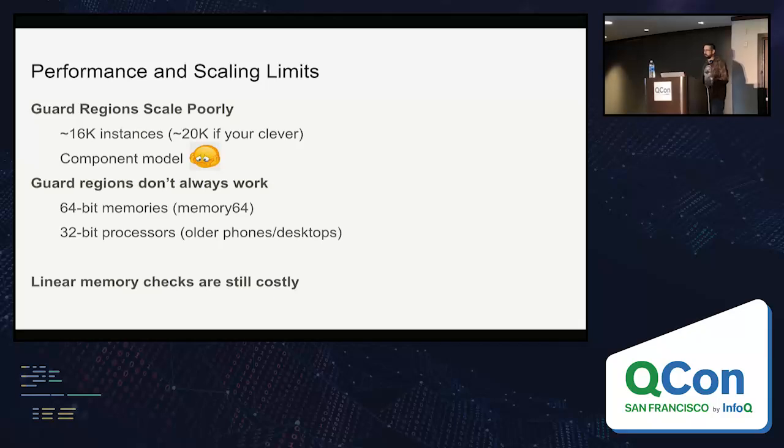They scale poorly, right? So on x86 in user space, I've got 2 to the 47 address space. Each of these 8 gig regions is 2 to the 33. I do my math. I've got 2 to the 14, or about 16,000 instances that I can put in here. I can arrange things a little more cleverly and get about 20,000 instances. So this sounds great.